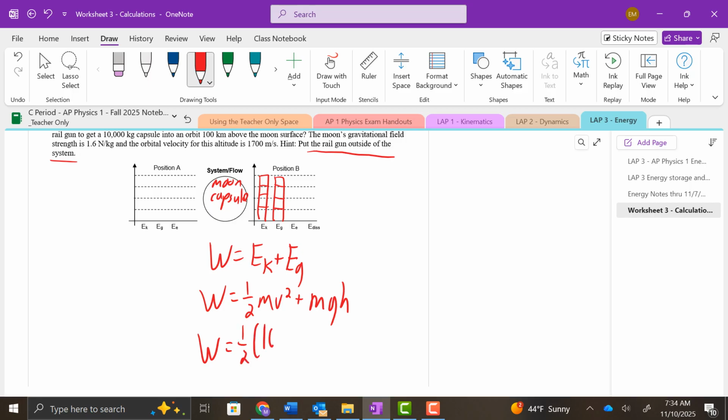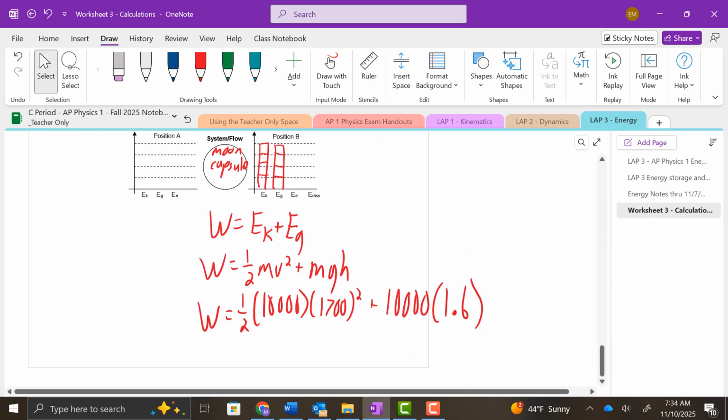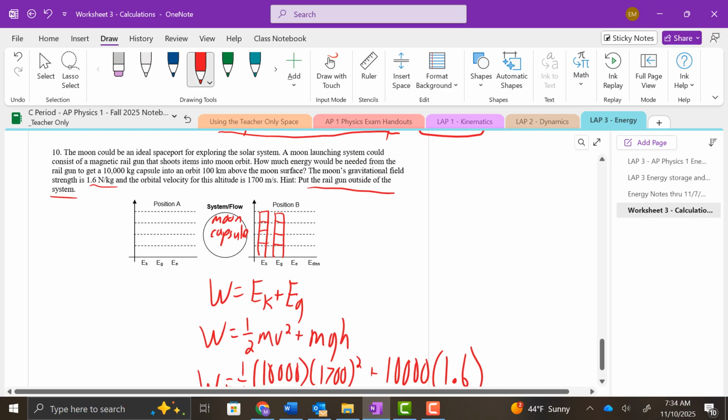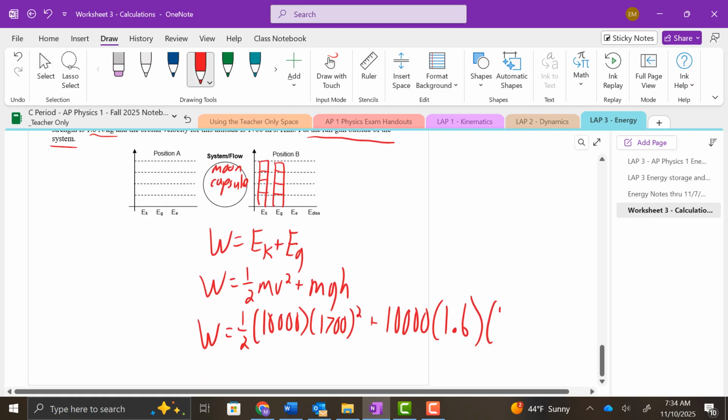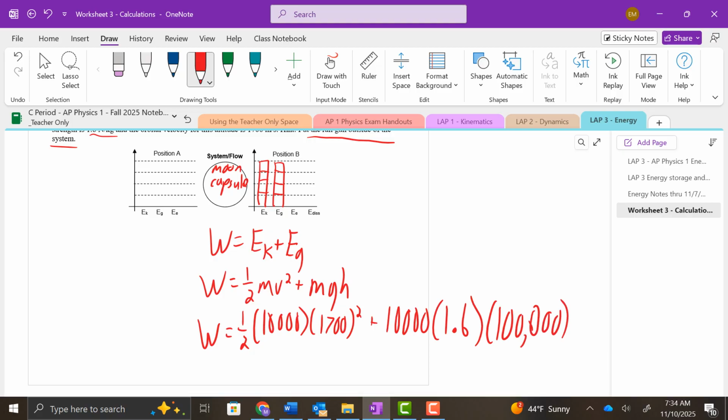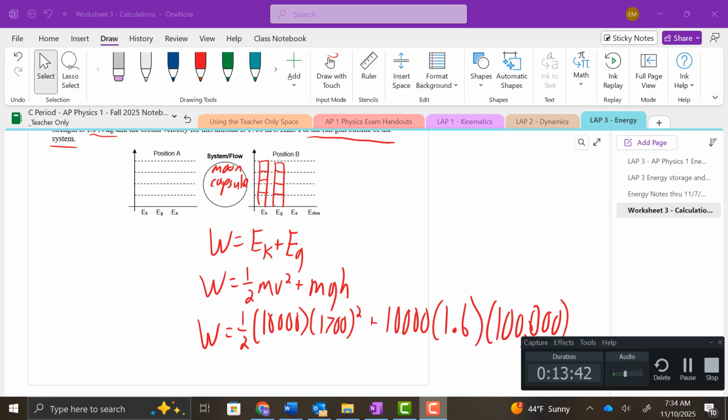The capsule's 10,000 kilograms. The velocity is 1,700 meters per second, and that's going to be squared. I'm going to plug in for my known values here. They told me the moon's gravitational field strength is 1.6, and it is 100 kilometers above the moon's surface. Now, this is fine that it's above the moon's surface because they're telling me that it is just 1.6 at that moment. And let's see, 100 times, I'll just put 100,000. And I'm going to plug these numbers in. Let's see what we end up getting.